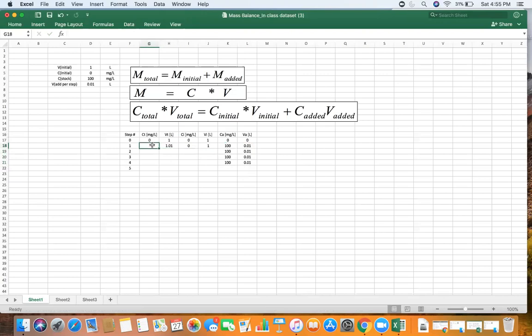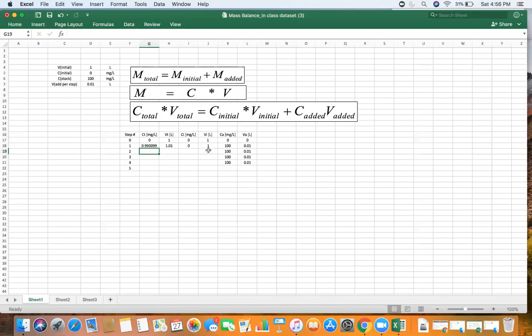Now to find our concentration total, we need to rewrite this equation so that we get concentration initial times volume initial plus the concentration added times the volume added divided by the volume total. So we rewrote the volume total to be divided out over here to get just our concentration total.